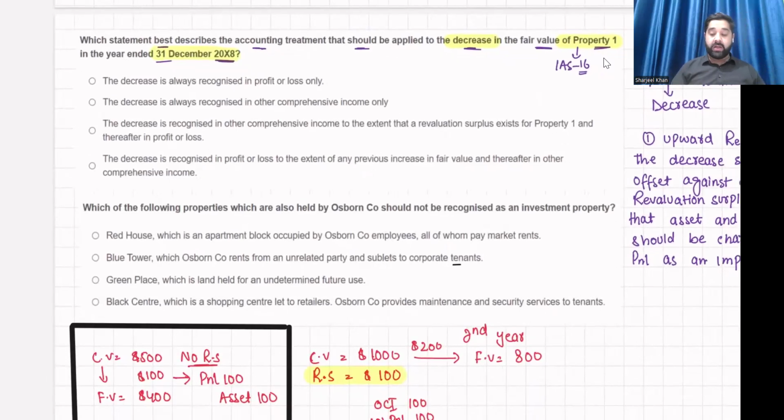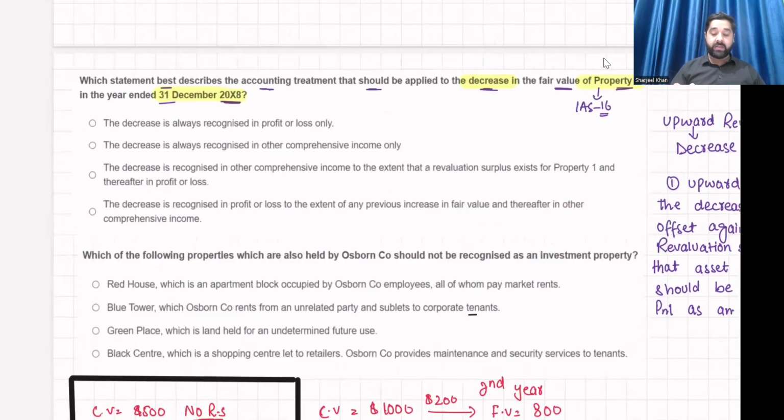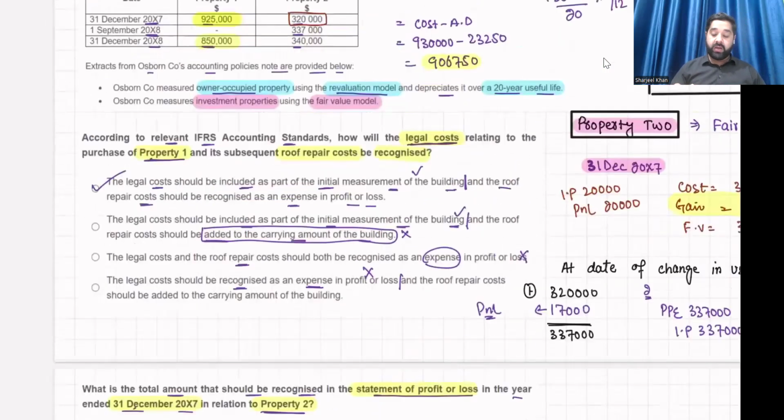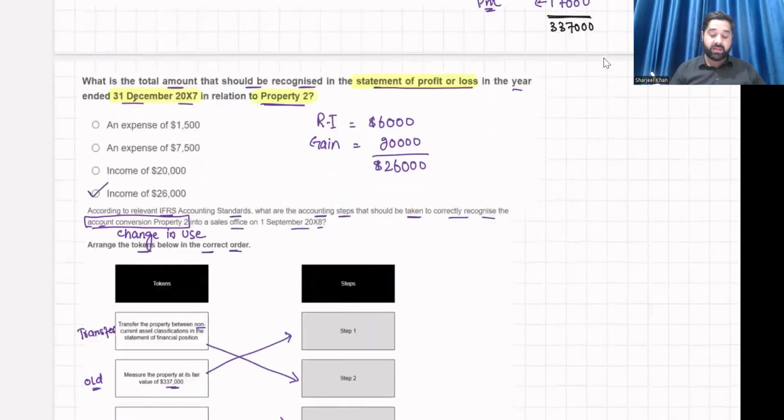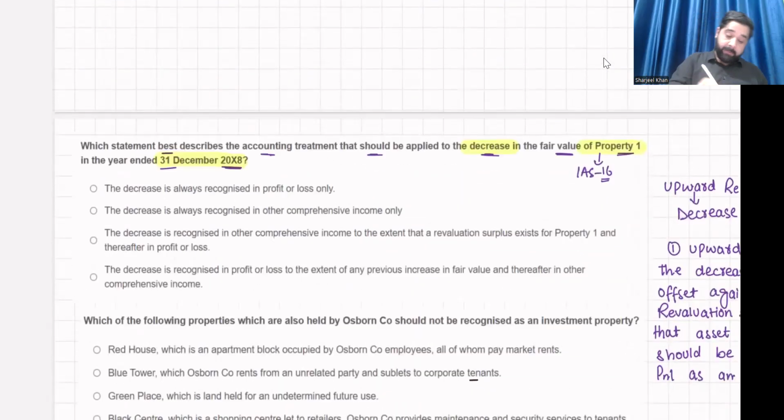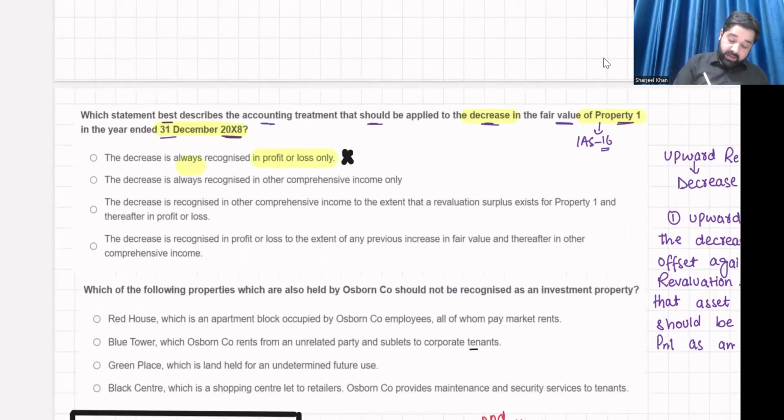Now for this property one, already the upward revaluation is present, as I already told you. If we compare the carrying value with the fair value, there is an upward revaluation surplus present for this asset. So, the decrease is always recognized in profit or loss only. The answer is no. The decrease is always recognized in other comprehensive income only.